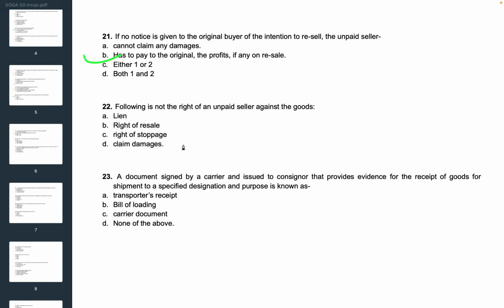Next question. Following is not the right of an unpaid seller against the goods. A. Lien, B. Right of resale, C. Right of stoppage, D. Claim damages. The correct answer is D. Claim damages.